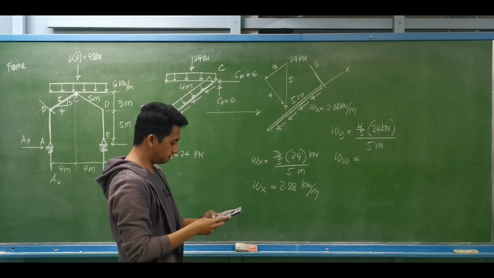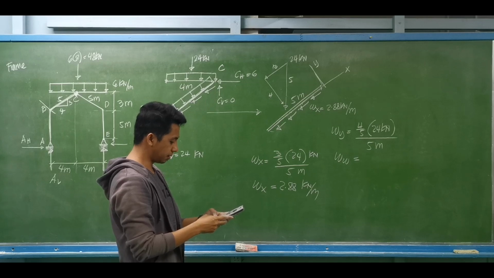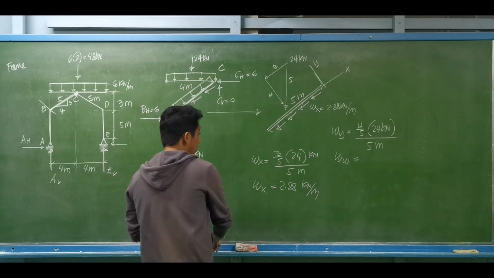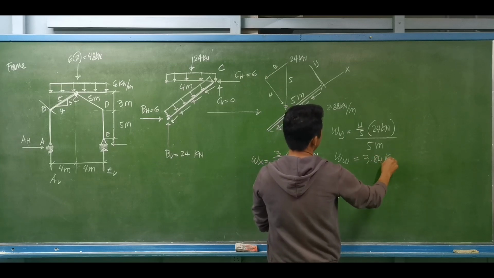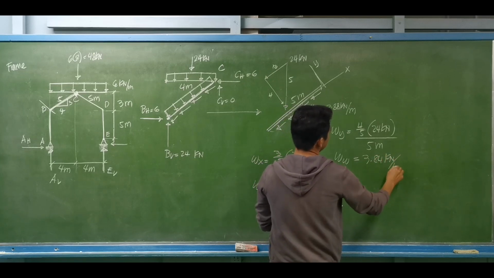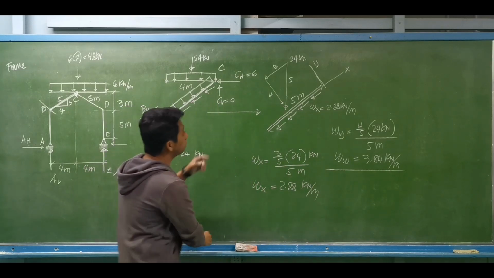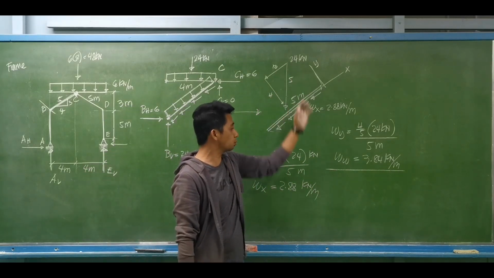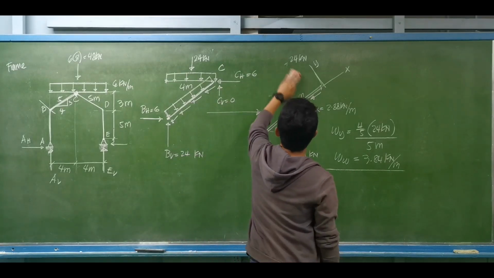So that will be 4 over 5 of 24 divided by 5. So we have a uniform load of 3.84 kilonewtons per meter. So, kung tatanggalin na natin yung 24, we may remove this 24 since we have the equivalence. So, we have the equivalence.